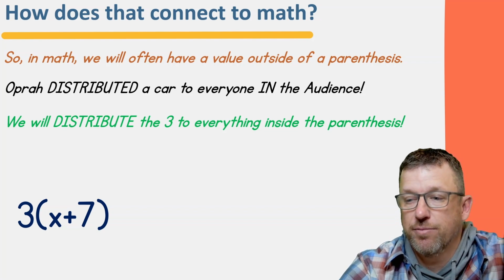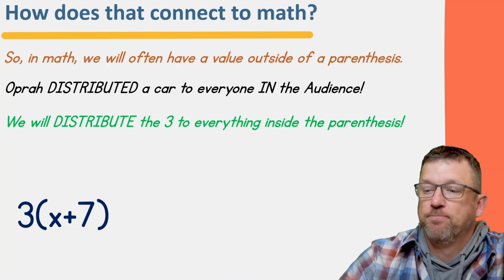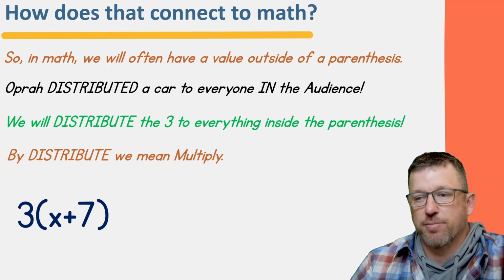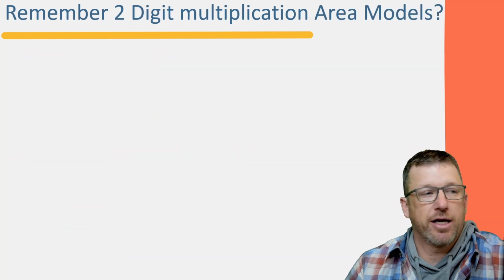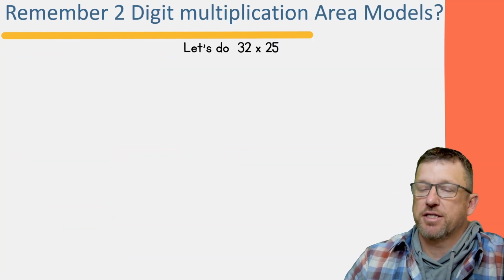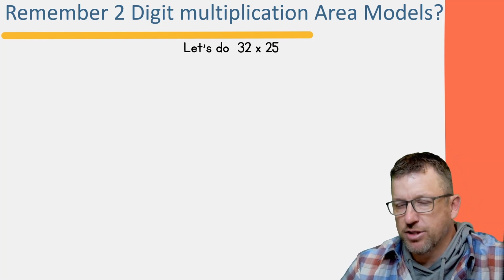So imagine this is Oprah, and this is the audience. All right, we are going to distribute the 3. And when we say distribute, we mean multiply. So we're going to multiply the 3 times everything inside that parentheses. Let's do it by looking at it through a modeling aspect first, okay? So let's remember this thing called the area model. Do you guys remember doing this, like 2-digit area models? If not, let's do a quick review.